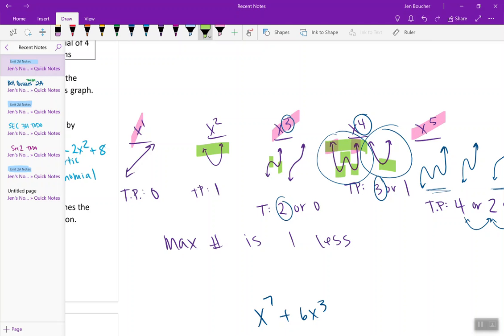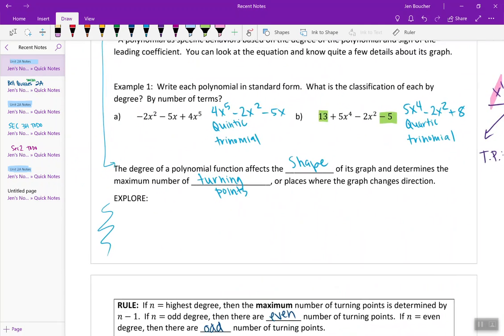Now, the positivity of it comes with that leading term. So if this is a 4x to the 3rd, it is a negative odd because the leading term is negative and the exponent is odd. Is that fair? And then again, the rest of the garbage after that doesn't matter. I'll say that a lot. I call it stuff, garbage, whatever.